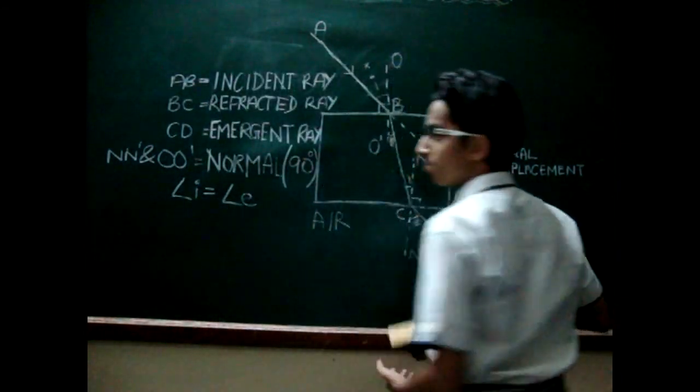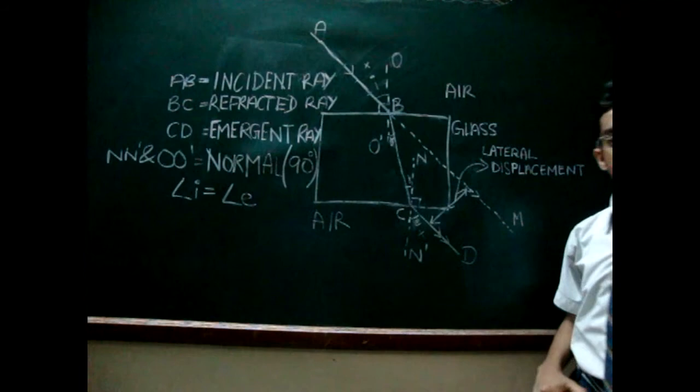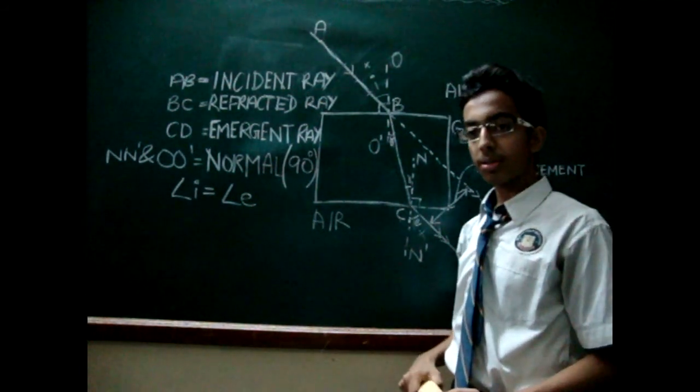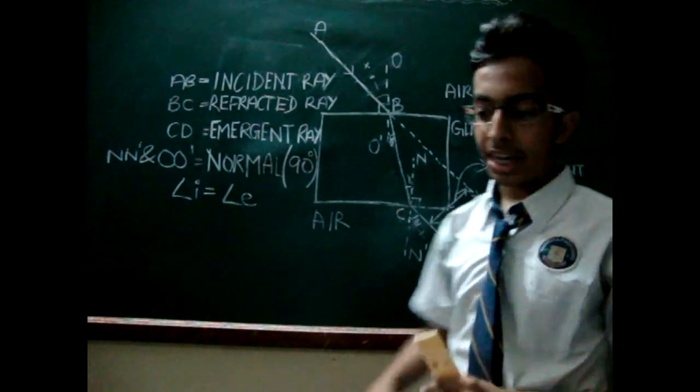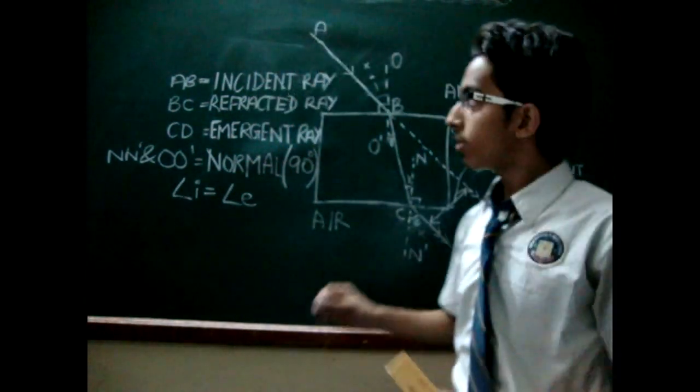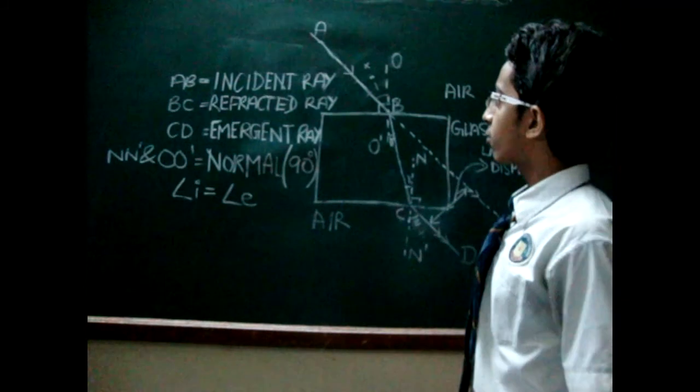Excuse me, sir, I have a doubt. Why does the refracted ray bend towards the normal and the emergent ray bend away from the normal? I have a good explanation for that. It is believed that light is made up of waves. This is called the wave theory of light.